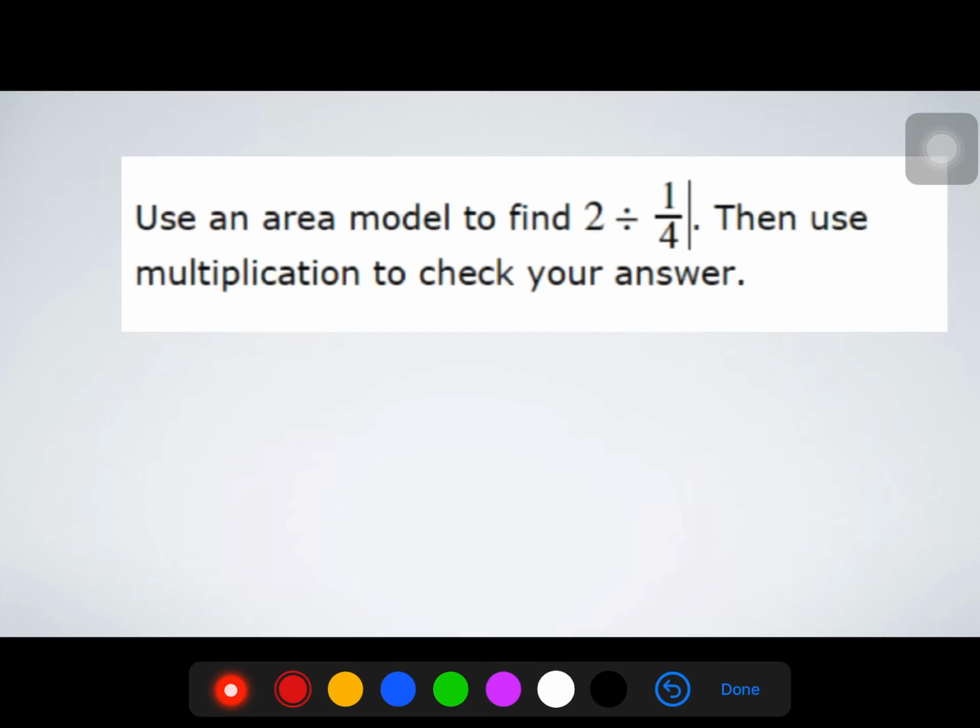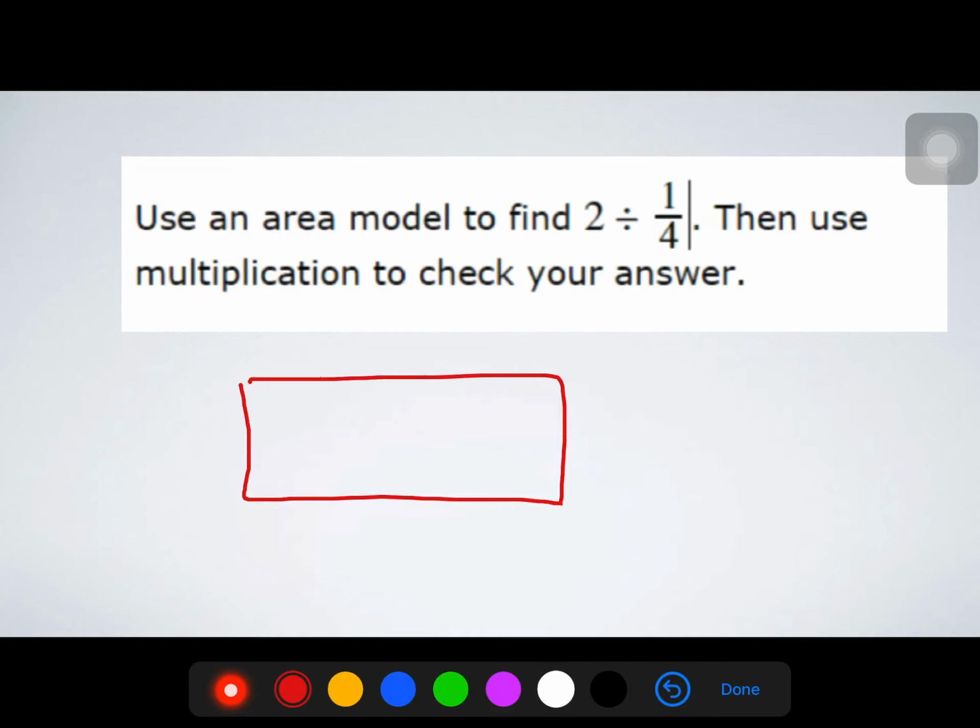Okay. Well, let's use an area model to check 2 divided by 1/4, and then use multiplication to check your answer. I understand that you want to go ahead and just do the numerical equation, but you're gonna have to show a model at some point in your schooling. So let's see you do it right now.